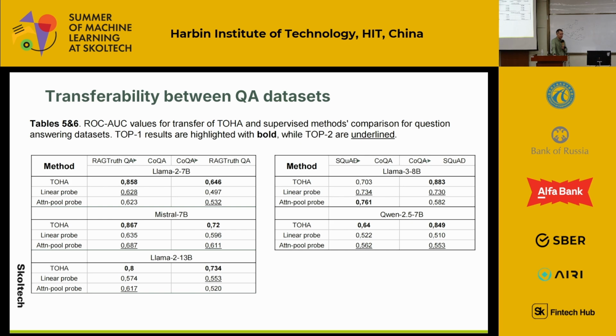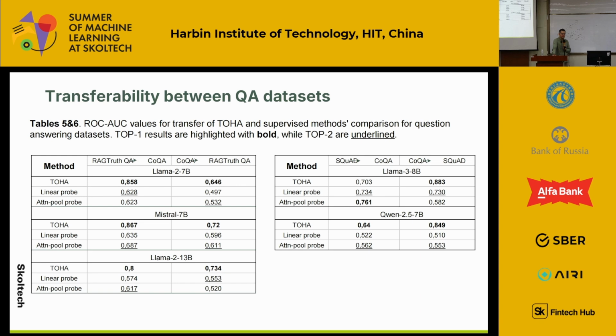If we go to the right, we again train a model or select heads using COCA, and then see how this model performs for another dataset, RAG truth QA. So we try to answer the question: does the detector degrade, or does quality decrease, if we go from one dataset to another, from one type of hallucinations to another? And for sure, we want the quality to be consistent, and we see that for our model TOHA, the ROC values for the classification of hallucination problems are much higher after the transfer than for the linear probe and the attention pooling probe.